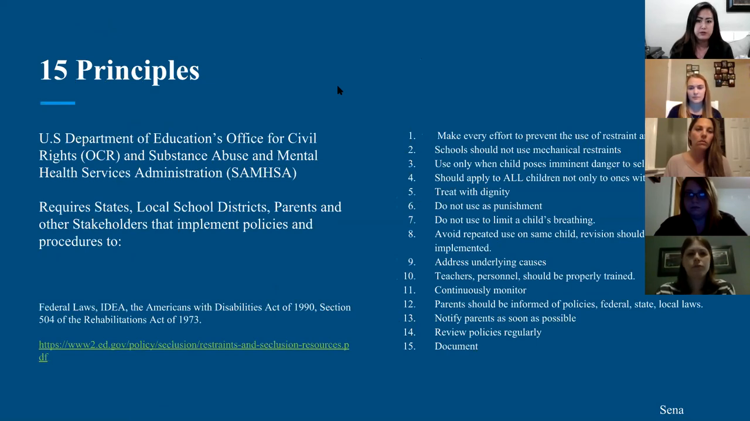The 15 principles, if you look on the right, say make every effort to prevent the use of restraint and seclusion. Schools should not use mechanical restraints. Use only when a child poses imminent danger to self and others. Should apply to all children and not only those with disabilities. The U.S. Department of Education, the OCR, and the Substance Abuse and Mental Health Services Administration require states, local school districts, parents, and stakeholders to implement the policies written on the right, and there's more information on the link below.